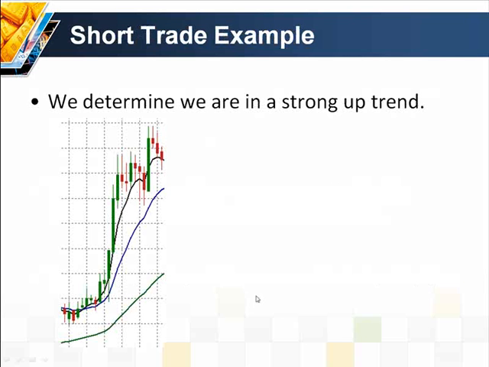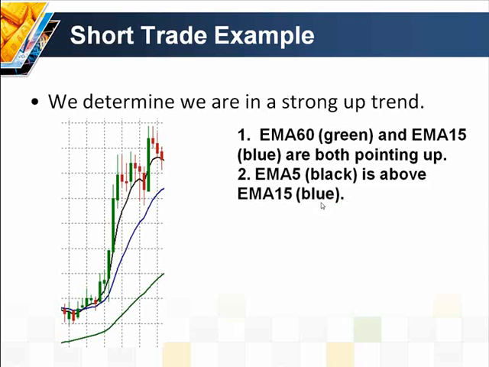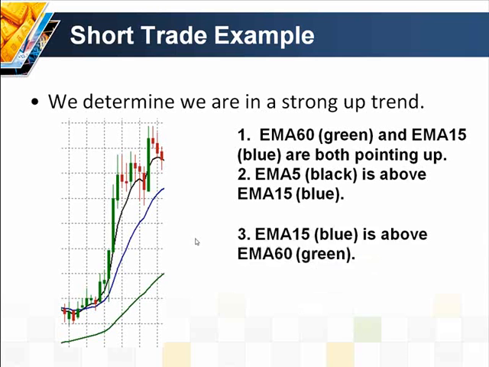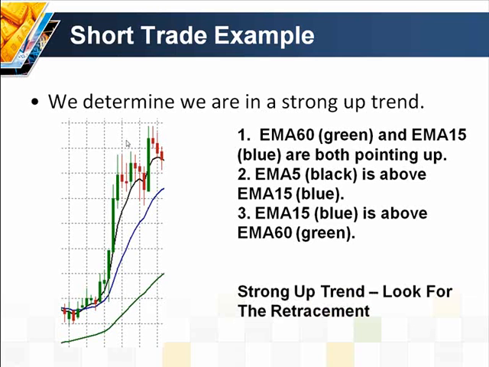Let's look at an example here, and then we'll go to the charts and take a look at a couple of examples there. We first determine we are in a strong uptrend. We do this by taking a look at the chart. The EMA 60 and the EMA 15, which is the green line and the blue line respectively, are both pointing up. We then ensure that the EMA 5, the black line, is above the EMA 15, the blue line. And finally, we ensure that the EMA 15 is above the EMA 60. At that point, we determine we are in a strong uptrend.